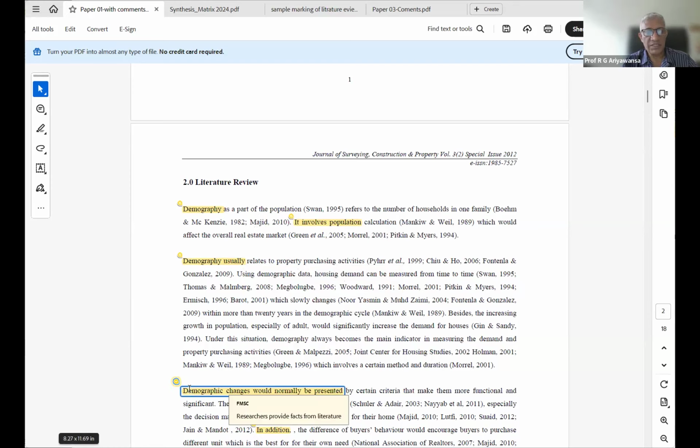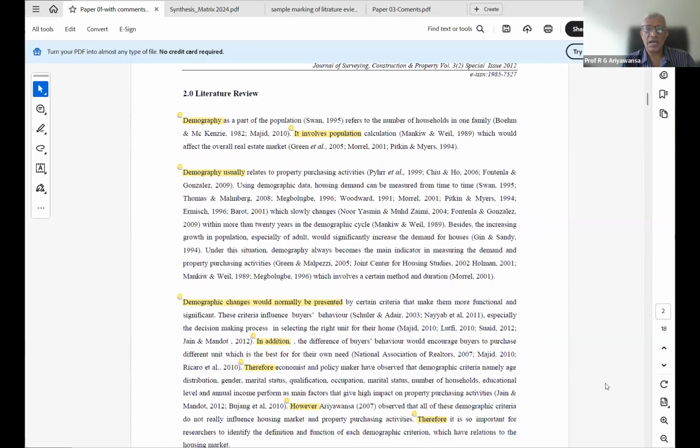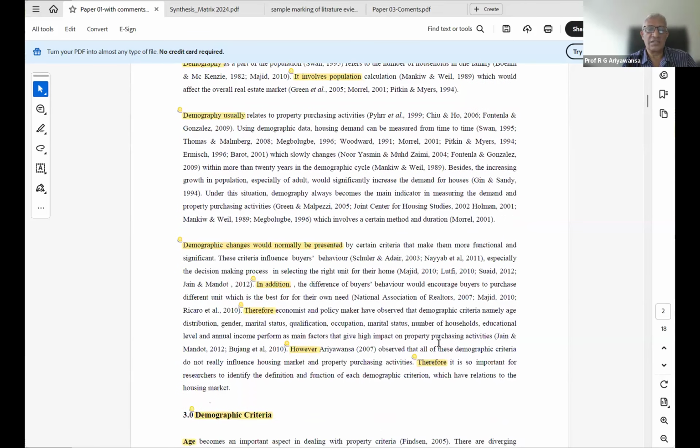And the third one, furthermore, about the demography aspect: demographic change would normally be presented by certain criteria. Now they are going to further analyze what demography and its related things are. So this is about researchers providing facts from literature. One by one, the researcher provides different facts to make a strong dialogue, a strong discussion, right?